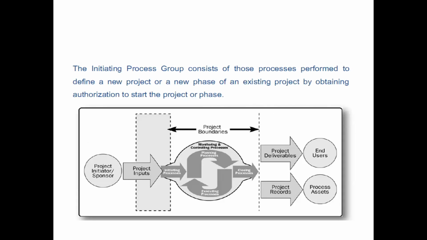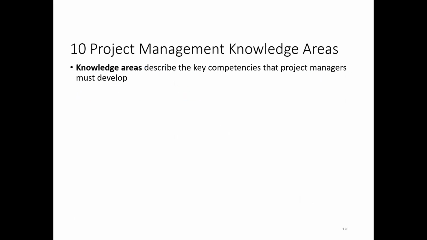The initiation process group consists of those processes performed to obtain a new project or a new phase of an existing project by obtaining the authorization to start the project or phase. So we can see here the project inputs, the project boundaries, the project deliverables, project records, and then the end users and the process assets.